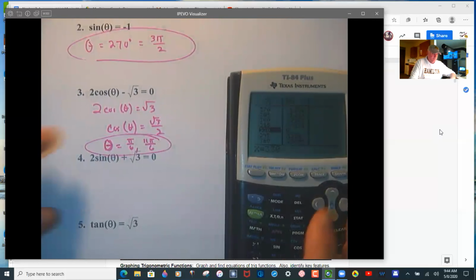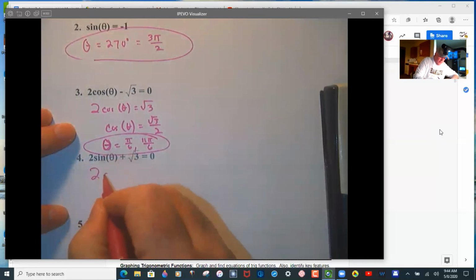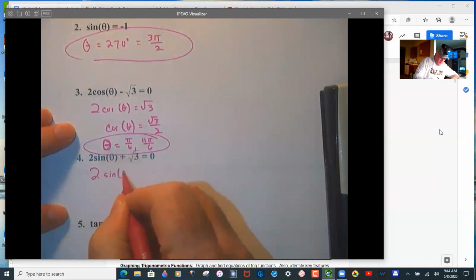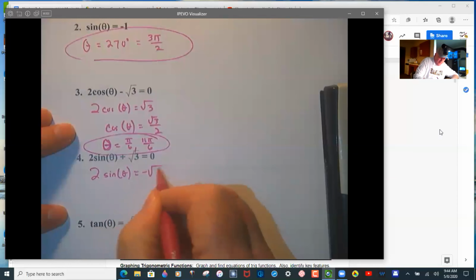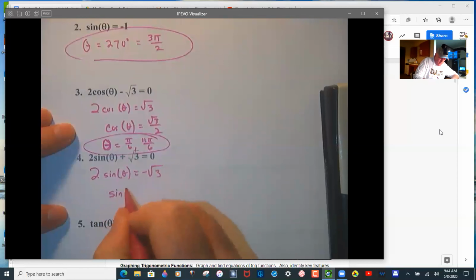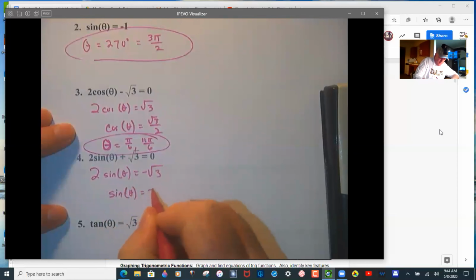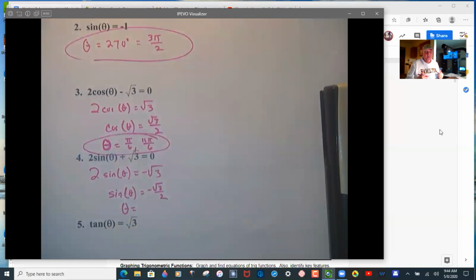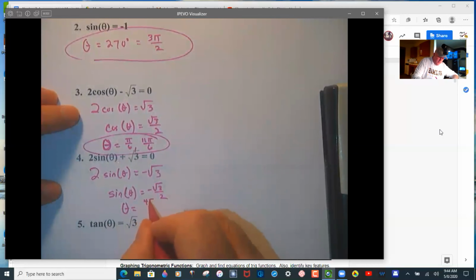So again, the calculator picks up only the special ones because that's what I have it set to do. So sine theta is negative square root of 3 over 2. So where on your table would that be true? And this would come out as 4 pi over 3 and 5 pi over 3.